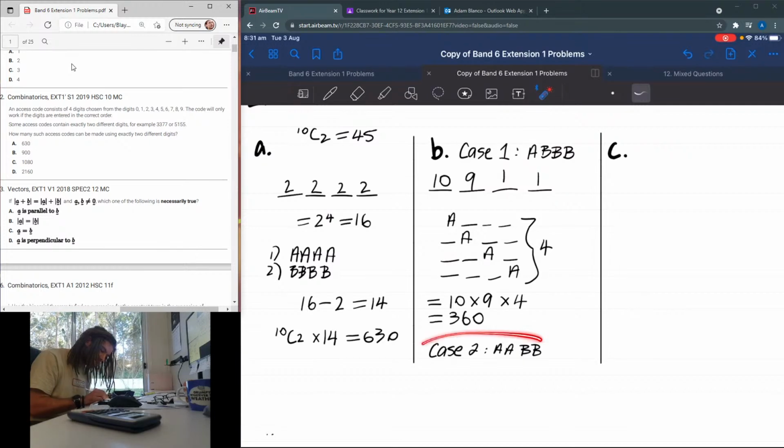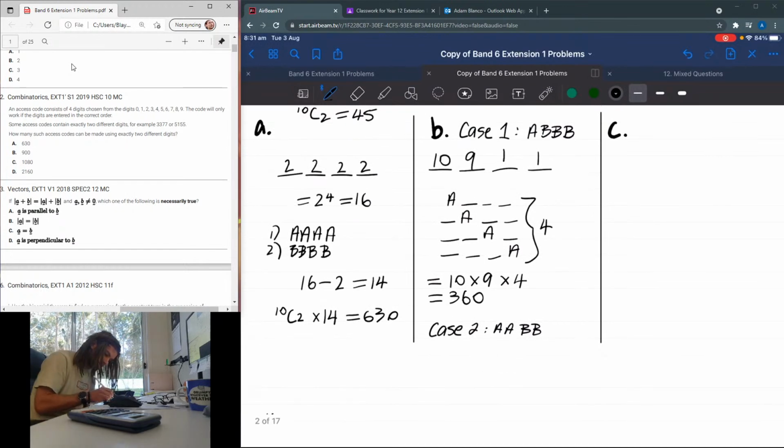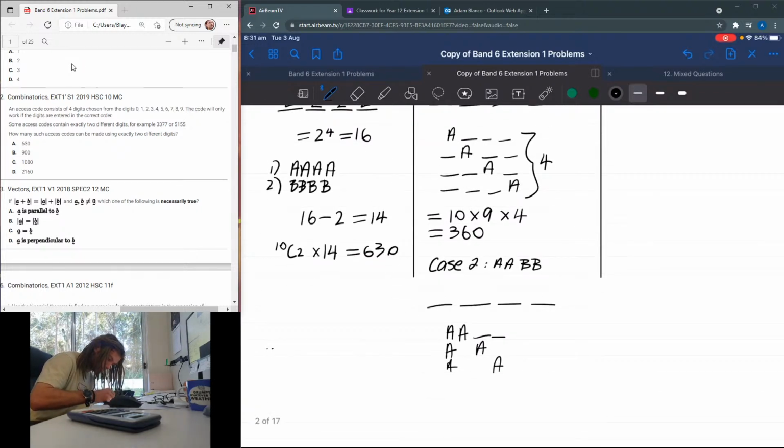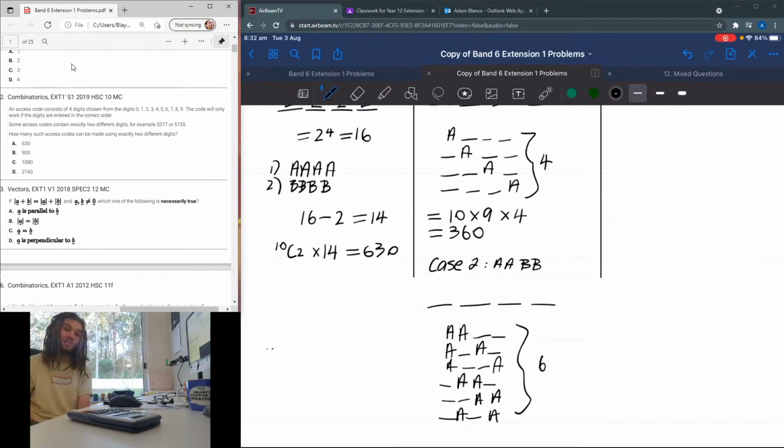So with the second case, I'll explain it as I go. Same thing, 1, 2, 3, 4. I'll just consider A. Now, just think about the possible configurations again. So I can have A next to each other, and then I can have A there and there, and I can have A there and there. If I keep doing this, I can have A there, there, and there, and I'm missing one there and there. So there's 6 possible ways this could happen.